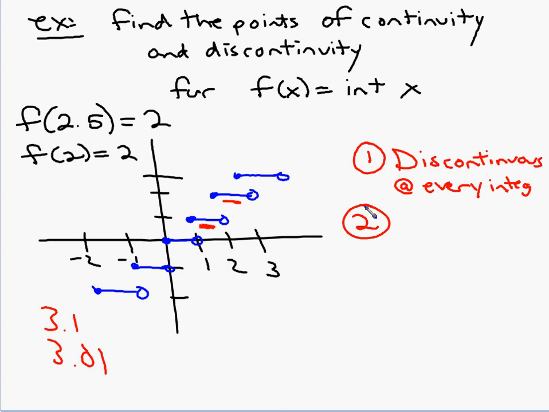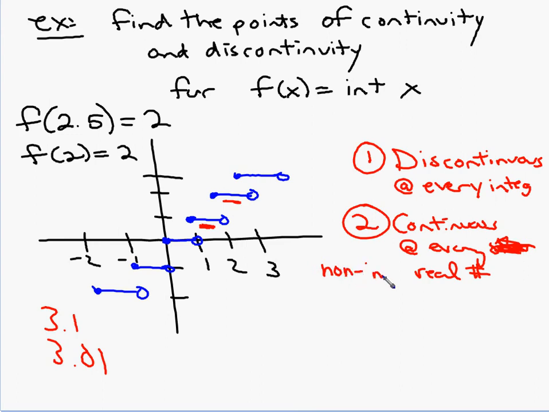So we can say it is continuous at every other real number. Or we could say every real number that is not an integer. Okay, if that makes you happier. Continuous at every real number or non-integer real number. Whichever way makes you feel warm and fuzzy on the inside. That's which way you can say it, so long as it's true.